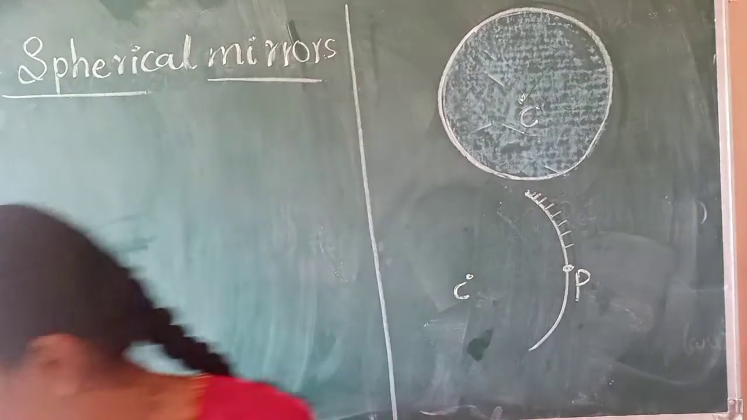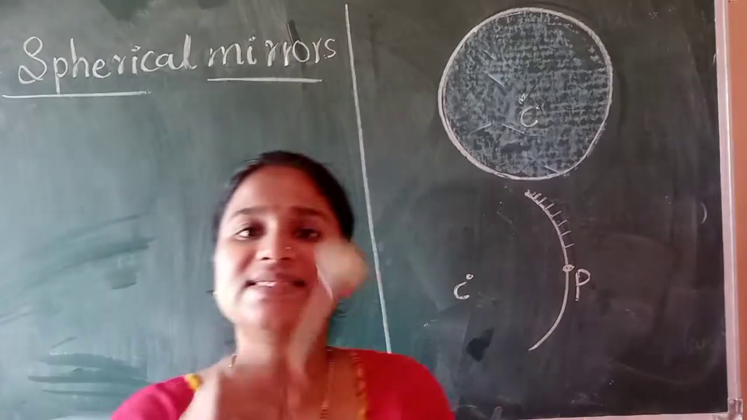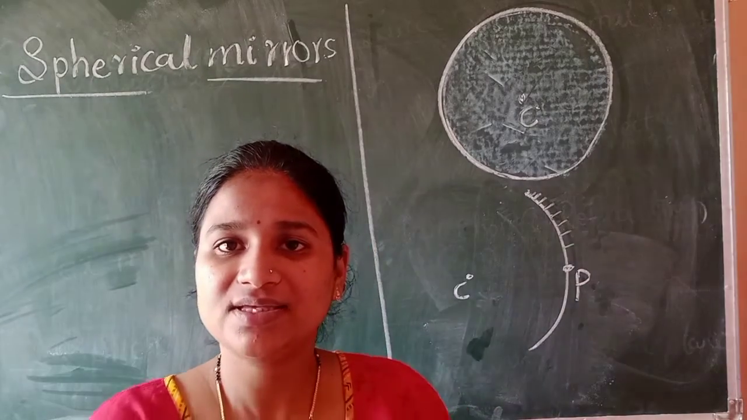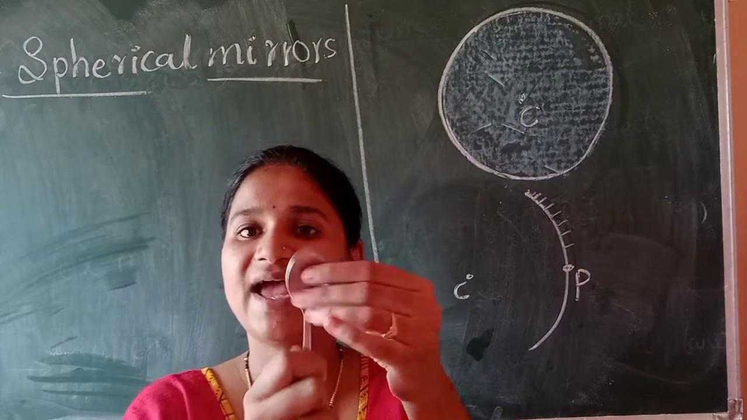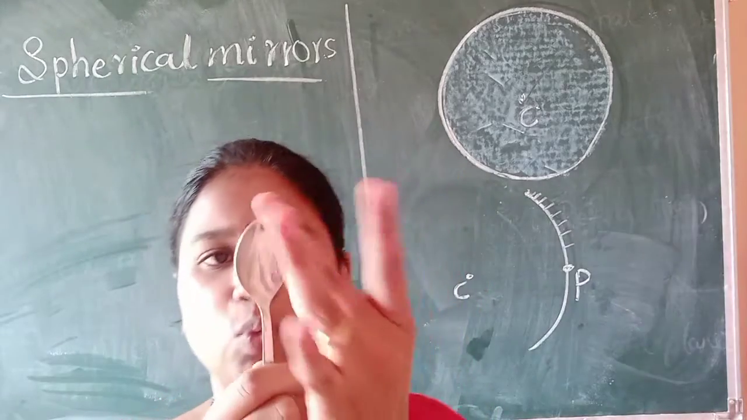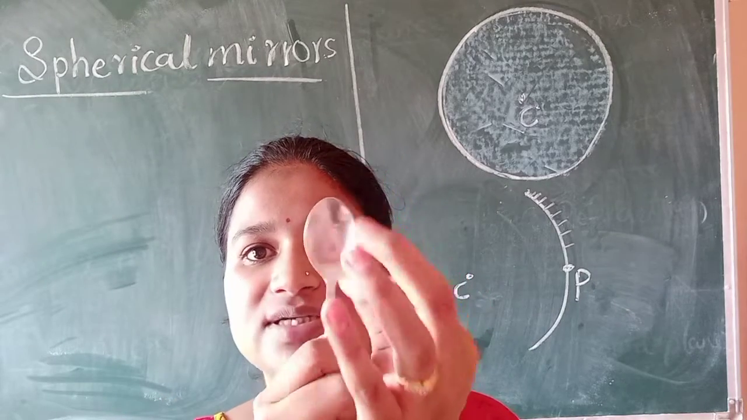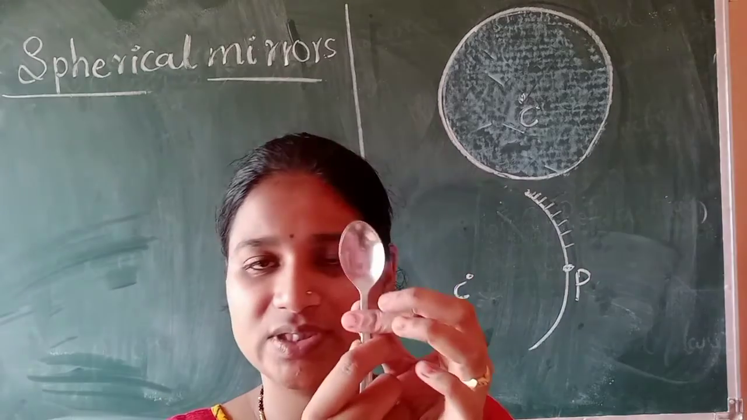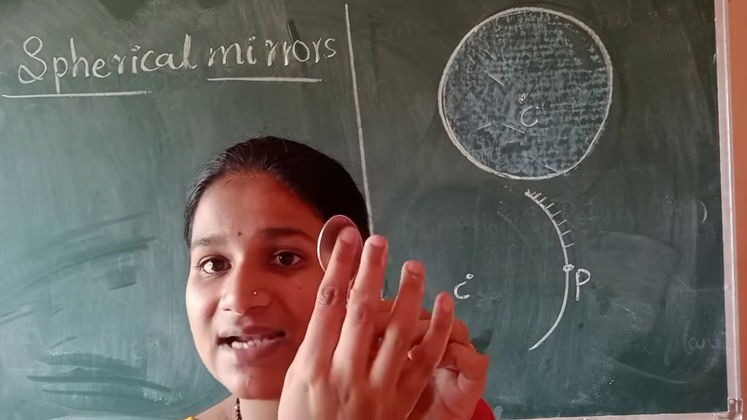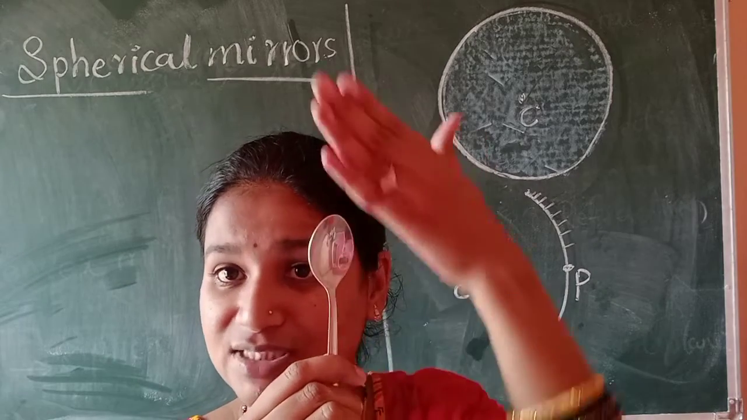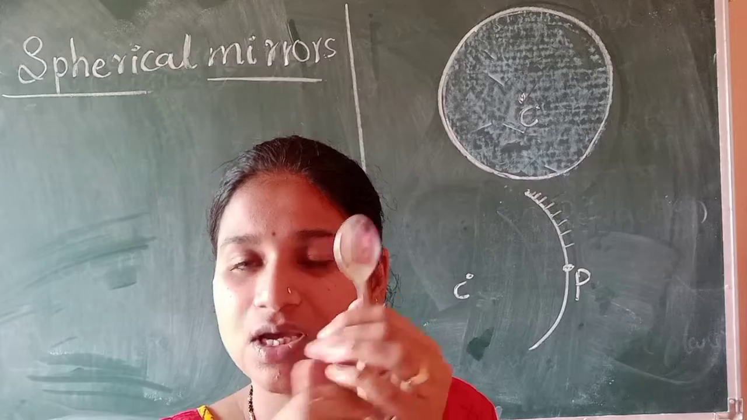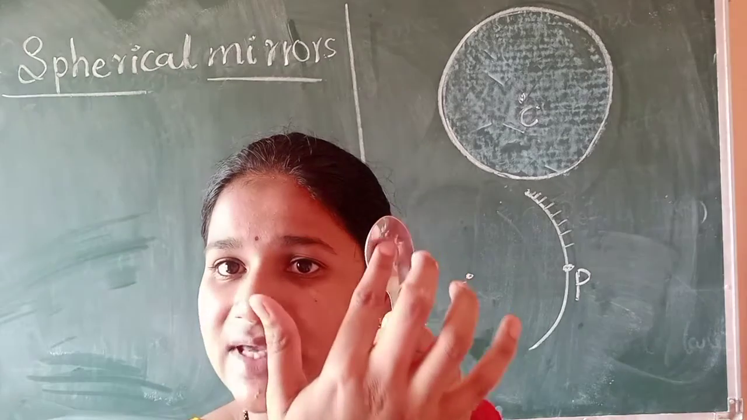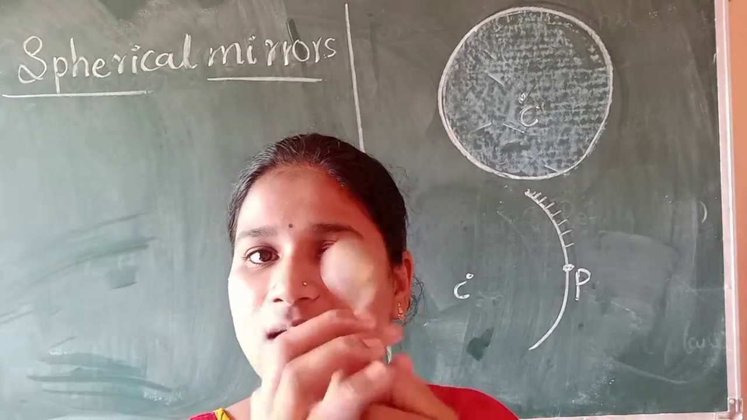Okay. So now I want everyone to consider a spoon. Take a spoon, and we have two surfaces on a spoon. One is bent inwards, the other one is bent outwards. So we are familiar that these are curved surfaces, not plain. One side it is curved inside, the other side it is curved outside.